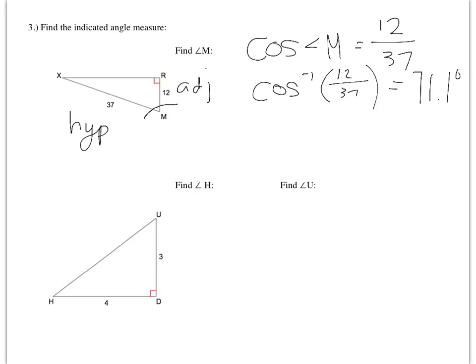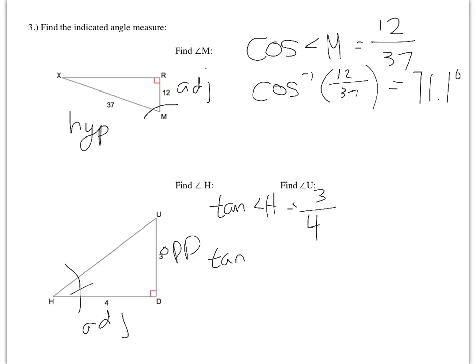Okay, and our second one, we're going to find angle H. The 2 sides that we have this time are an opposite and an adjacent. So opposite and adjacent, that's going to be a tangent. So we're going to set it up as the tangent of angle H is going to equal the opposite, which is 3, over my adjacent, which is 4. Then we want to change it to the inverse tangent of the fraction 3/4.